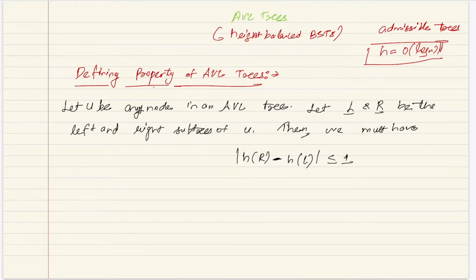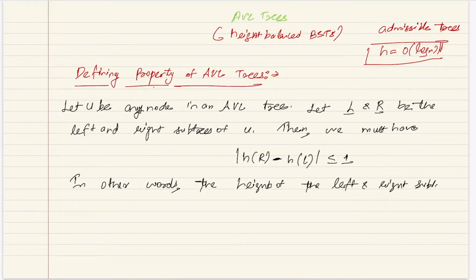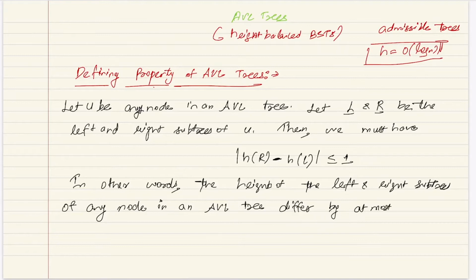So that means at any point of time for any node, in other words, the heights of the left and right subtrees of any node in an AVL tree cannot differ by more than 1. They differ by at most 1. Good, so this is the defining property.